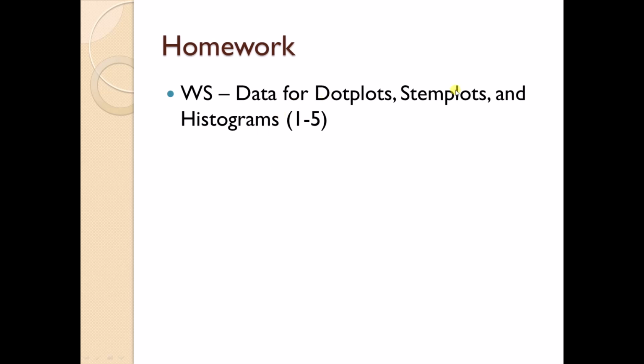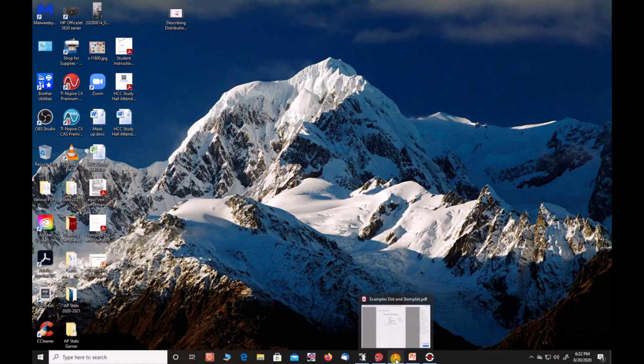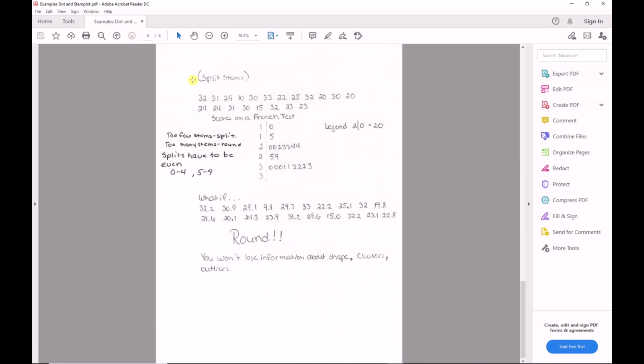All right, now this says your homework. This is the dot plots, stem plots, and histogram worksheet 1 through 5, but I just want to show you one other thing that I've got here before I sign off. The question is, so this was the original scores on the French test, but what if you got your data like this? Well, you're getting an extra digit here, and it's discrete to the 10th place, but you're going to have to have just crazy stems and leaves to leave the decimal as the leaves. So that would make things more complicated.